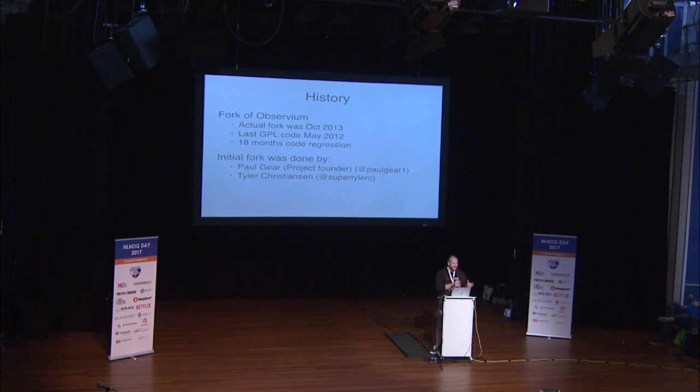But because of the change in license, we obviously had to go back to when the last GPL code was published, which unfortunately was May 2012. So we lost roughly about 18 months of code development from Observium at that time. So when the fork was originally done, it looked pretty shoddy, it had a lot of bugs in it, a lot of features missing that people probably expected to have when they were running Observium as well.